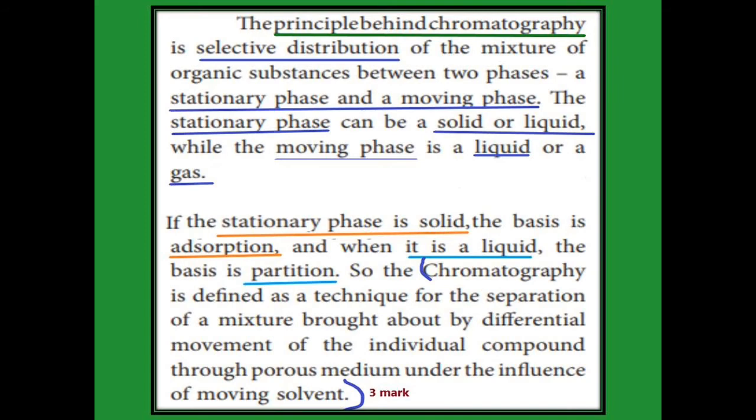Then, which can act as a stationary phase, solid or liquid? Both. The solid is a stationary phase because it remains in one place. The liquid, with the support of a solid, remains in one place. For example, in a water bottle, with the support of the bottle only, the liquid remains in one place. So solid and liquid both act as a stationary phase. Then the moving phase, which one is moving? The liquid and the gas. So liquid or gas, both can be used as a moving phase.